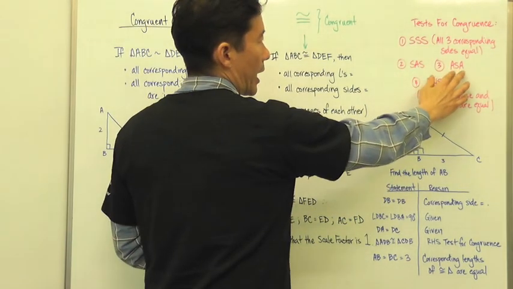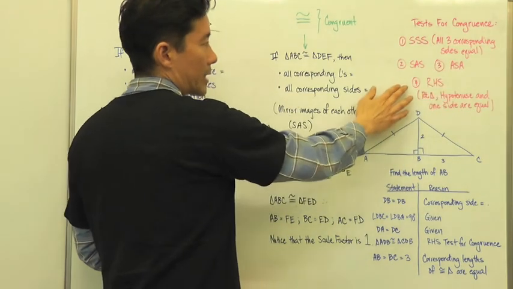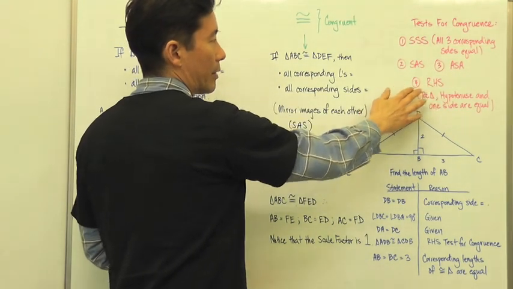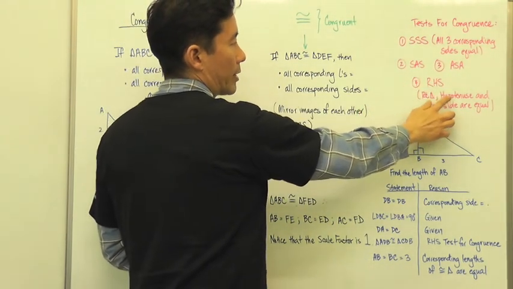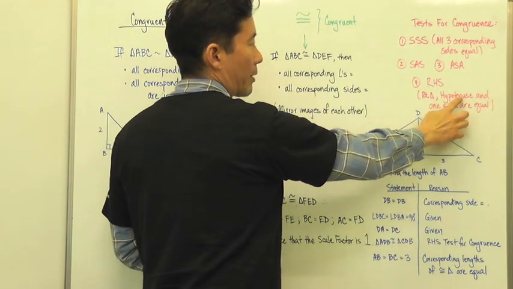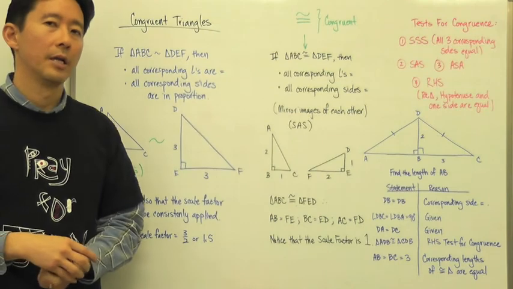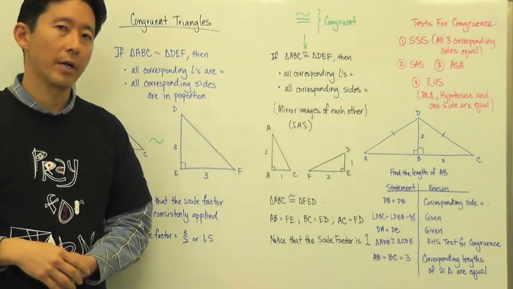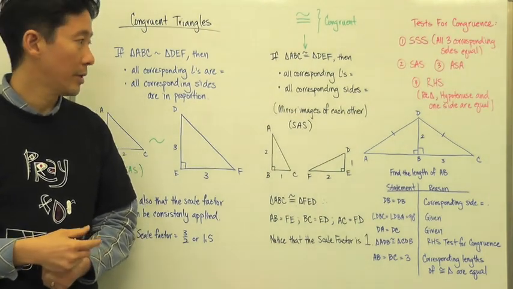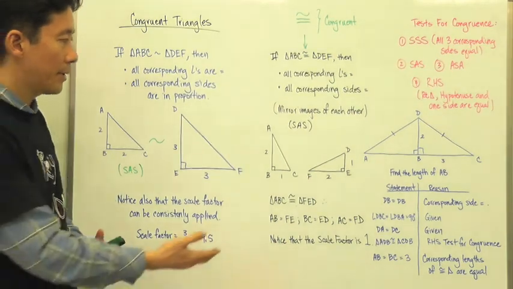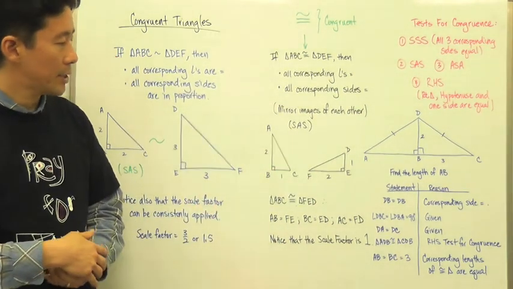It's the same thing for the angle side angle. And in this case over here, if we have a right triangle, the right angle, the hypotenuse, and one corresponding side being equal, then we can say that the right triangles are indeed congruent to each other. So let's take a look at this particular situation here.